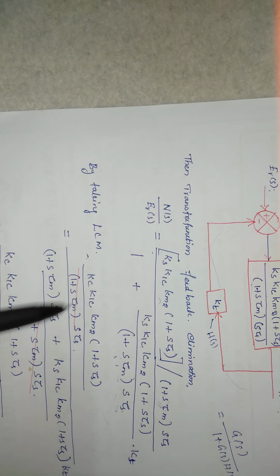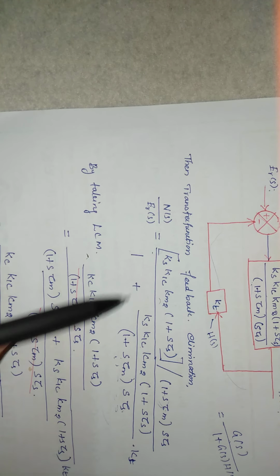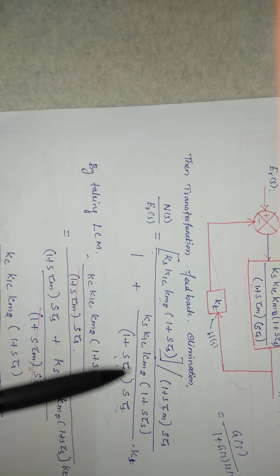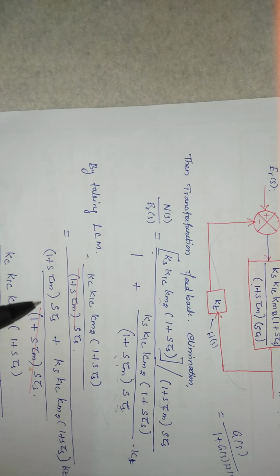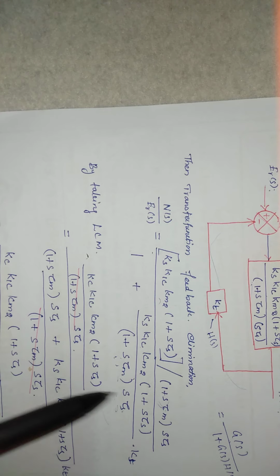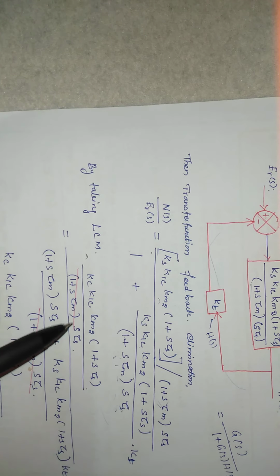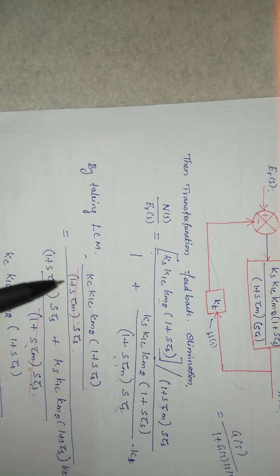For the numerator we are writing the same as in the previous equation, and for the denominator we are taking the LCM of these terms, so it becomes 1 plus s tau m s tau s plus Ks, Kic, Km2 into 1 plus s tau s into Kt, divided by the whole term 1 plus s tau m s tau s. So in the numerator and denominator this term is common, so it gets cancelled. The remaining terms we write as they are: Kc, Kic, Km2 into 1 plus s tau s divided by 1 plus s tau m s tau s plus Ks, Kic, Km2, 1 plus s tau s into Kt.